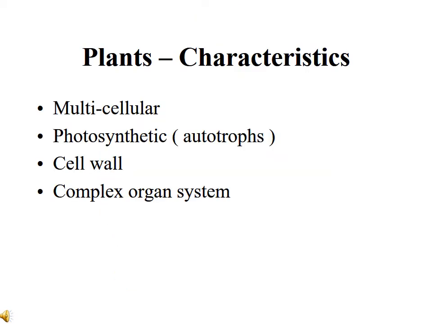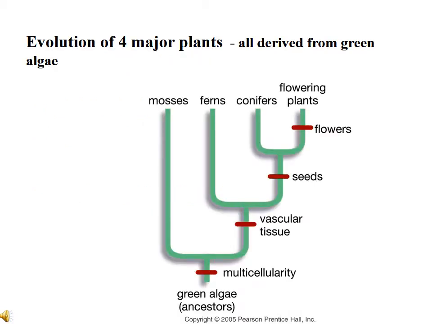The characteristics of plants, first of all, is they are multicellular, actually forming complex organs. They are photosynthetic. All cells have cell walls, and as we said before, they have complex organ systems. Since plants are so important, let's look at how the four major plant groups evolved. To start with, we see that all plants evolved from algae as the common ancestor. Now, algae, first of all, are multicellular, and they evolve into short little mosses, and the mosses we have today are a separate group.